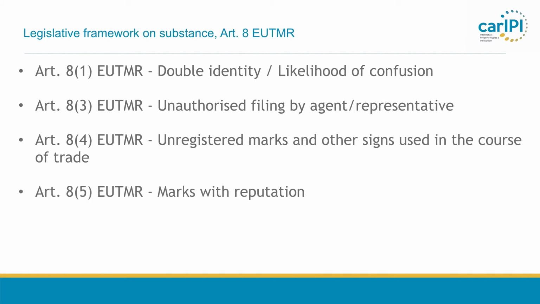The second most frequent ground invoked is ground 8.5 that concerns trademarks with reputation. And last but not least is Article 8.6 about geographical indications, which, as I understand, you already had a chance to hear about last week in the presentation about GIs by my colleague.